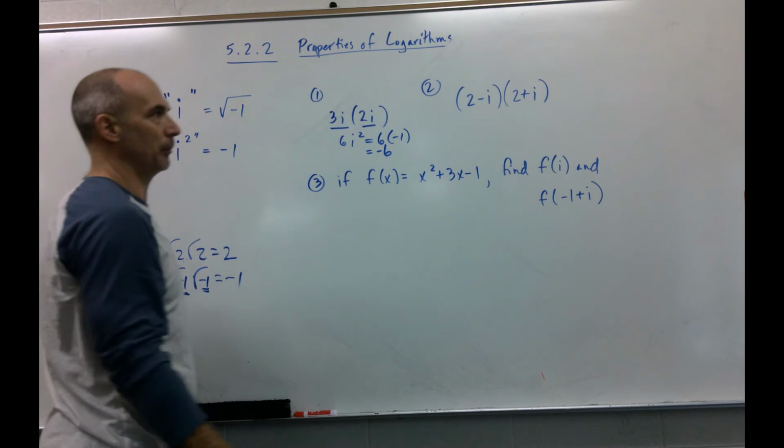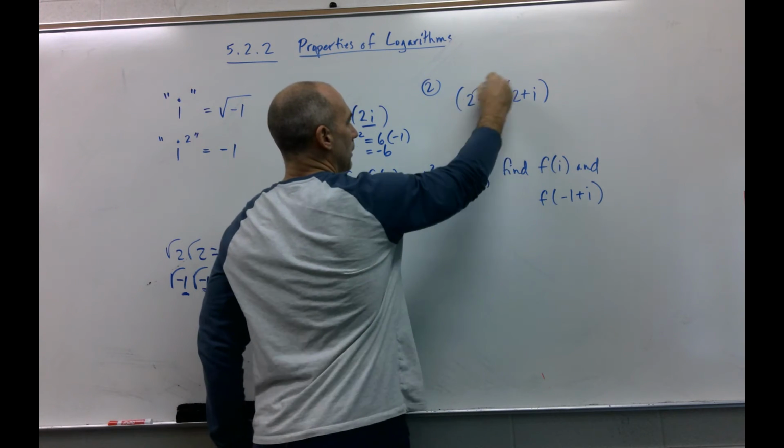A little warm up. This one is a FOIL problem. 2 times 2 is 4.